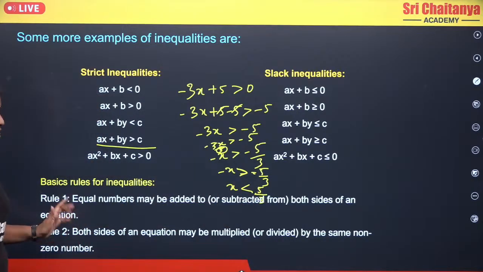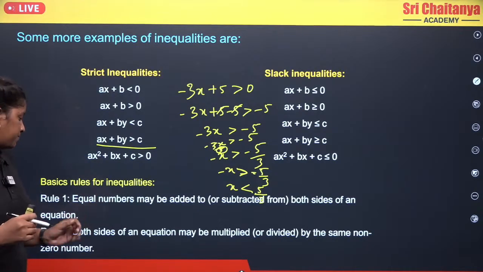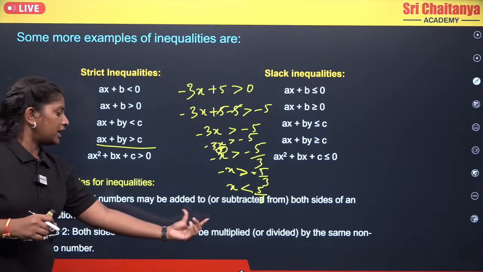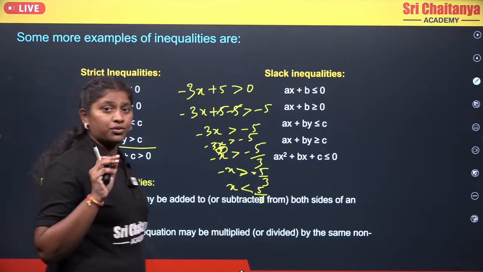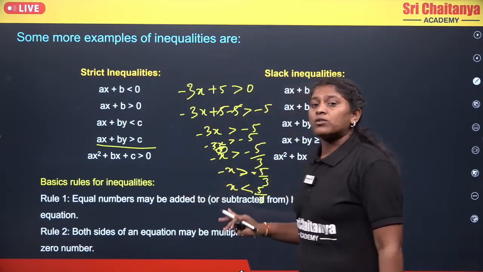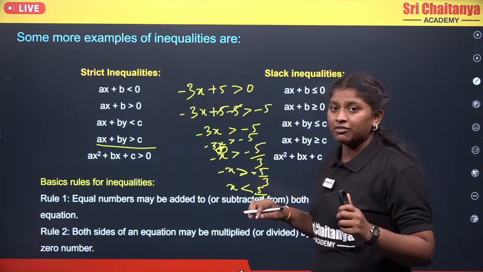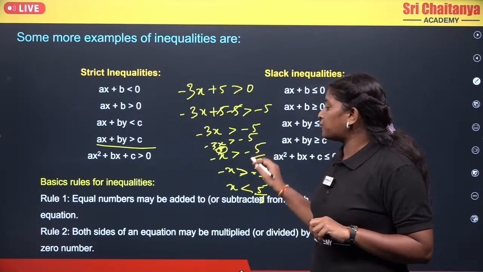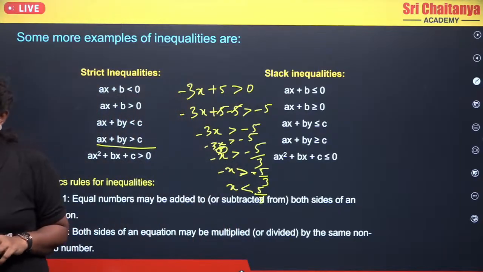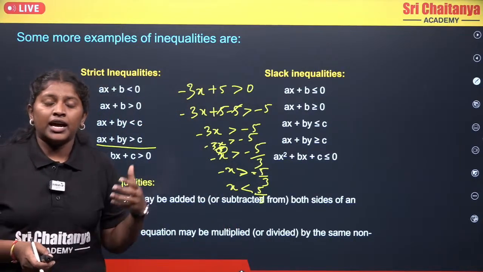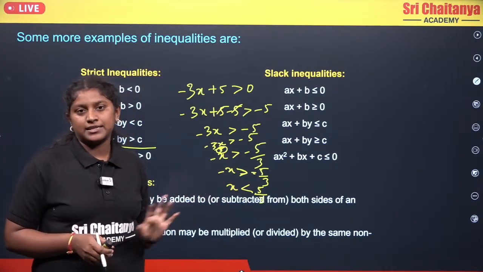Okay, now if you observe, equal numbers may be added to or subtracted from both sides of an equation. So we can add or subtract the same value from the equation. And coming to the next, both sides of an equation may be multiplied or divided by the same non-zero number. So observe clearly, same non-zero number, that is correct. But coming to the positive number, if you are multiplying or dividing with a positive number, then the sign won't change. And if you are multiplying or dividing with a negative number, then it changes. It means the sign will be reversed. If it was less than, it will become greater than, and if it was greater than, it will become less than.